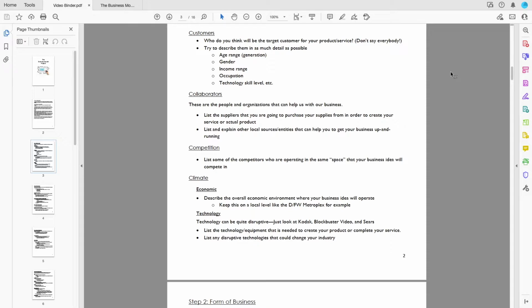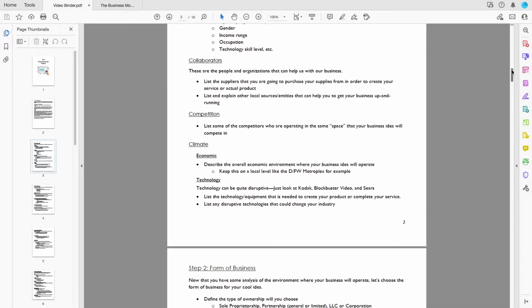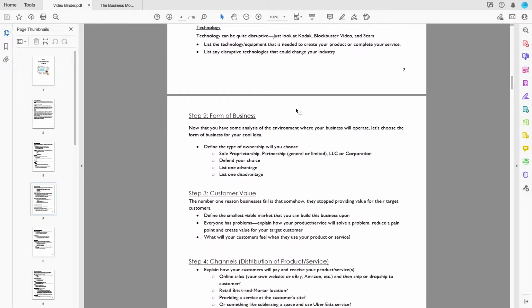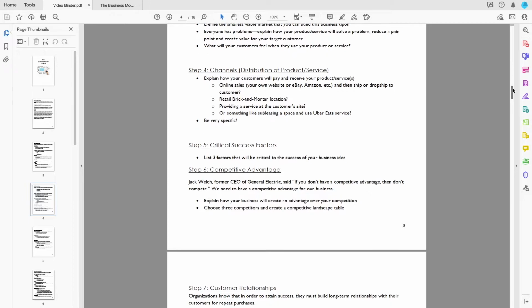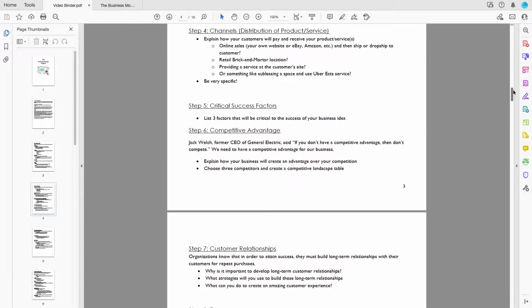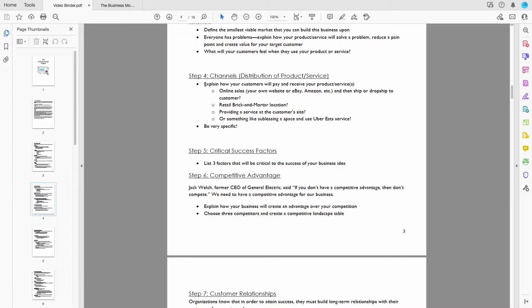Next is our competition. List your competitors who are operating in the same space that your business idea is going to compete in. You should at least have a few competitors that you're going to list. And again, go through your climate. The next is going through the forms of business and your customer value. So these are going to be your headings. Do not rewrite the question. I base this project on word counts, and I simply have to take out everything that I've already written on. I usually have a few students who will automatically beef up their paper by 600-700 words. I just take it all back out.